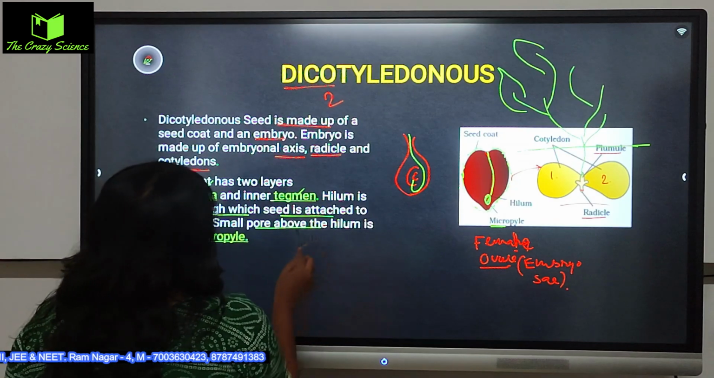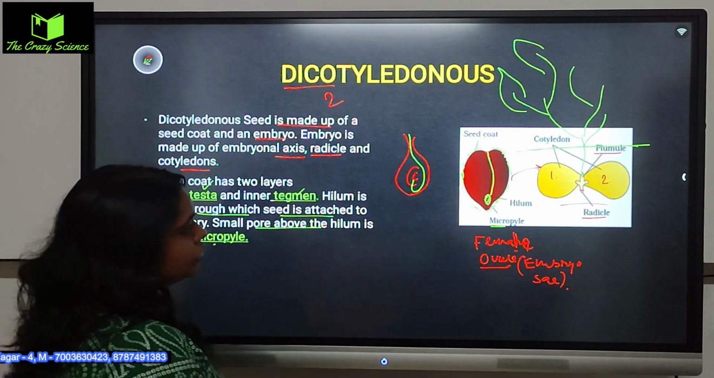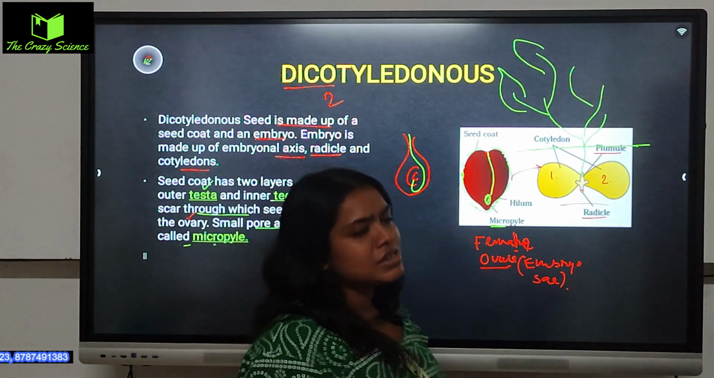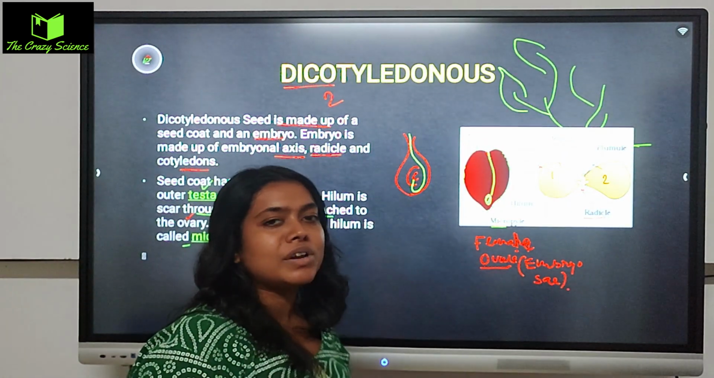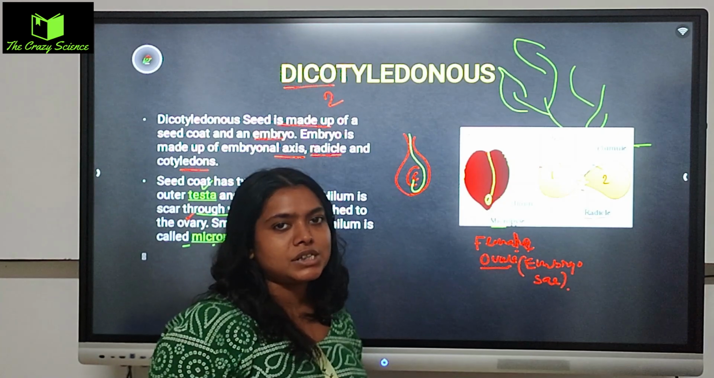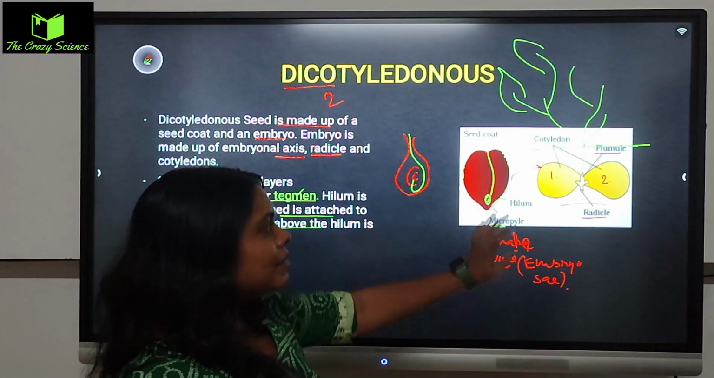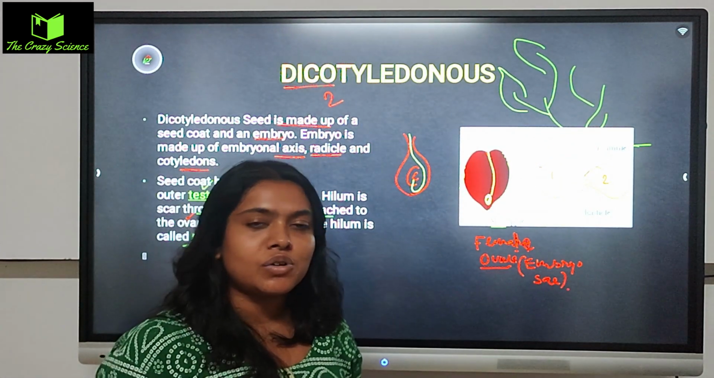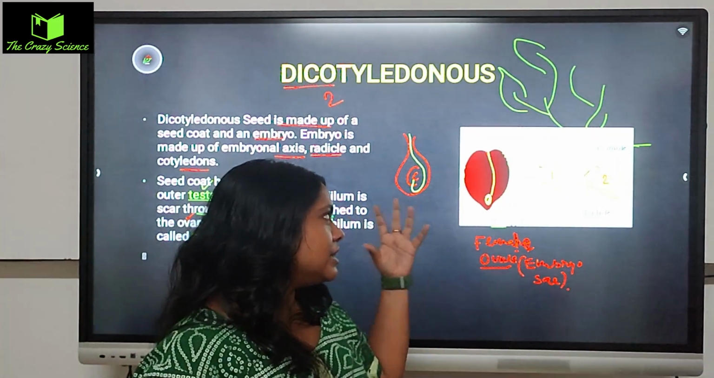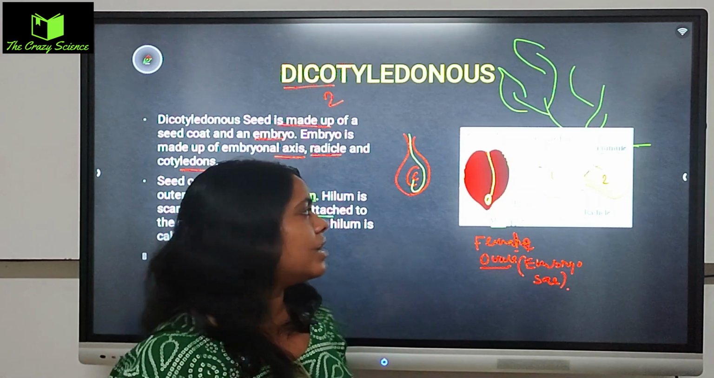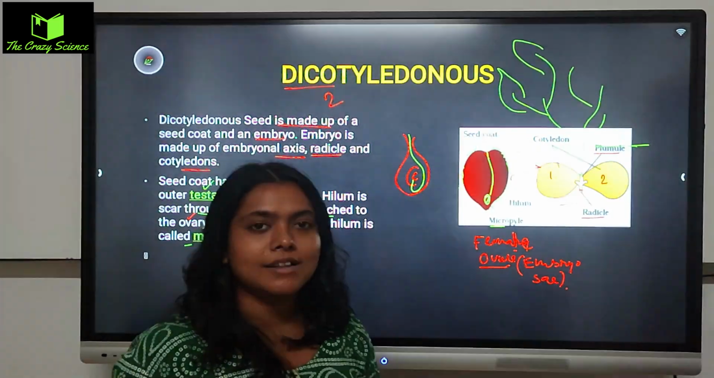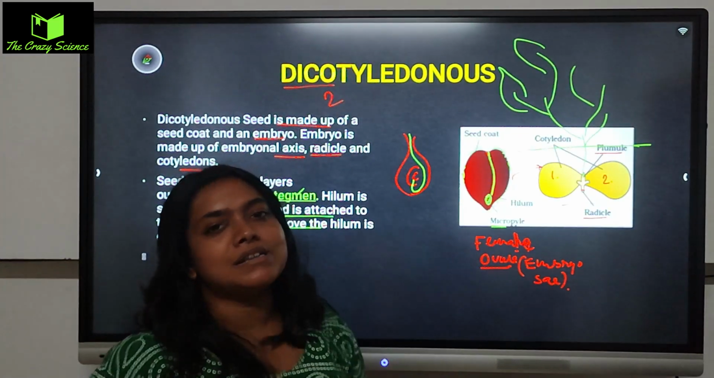And the small pore above the hilum is called the micropyle. The position sometimes varies, sometimes up and sometimes down, so it varies a lot from plant to plant, but the plumule is there. If you just cut or dissect this kind of seed, from the nascent stage, the upper part is called the plumule, the other is called the radicle, and from the plumule new plants arise.